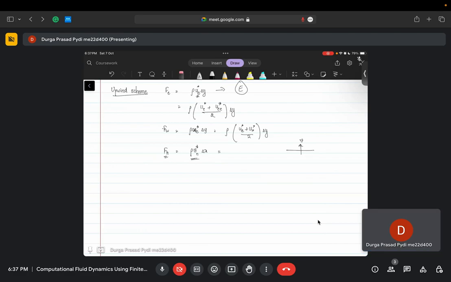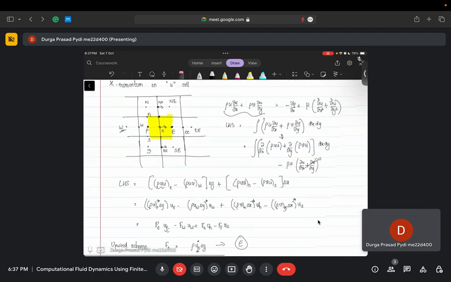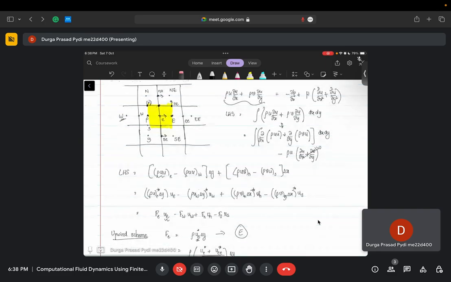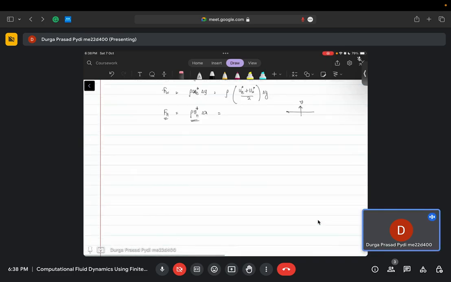But here it is 0, right? I need velocity here, but I don't have the velocity stored here. I have my velocity stored here and here. So if this is my north face and this is to the east of north, I can call this northeast for v. Then this will essentially come out to be v north star plus v northeast star by 2 times delta x.